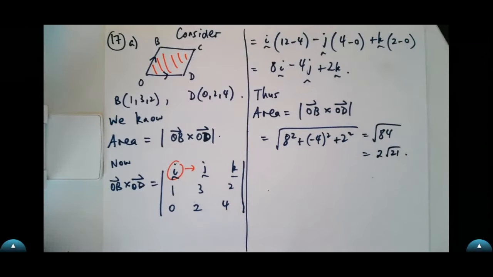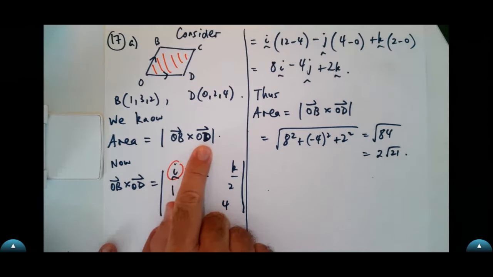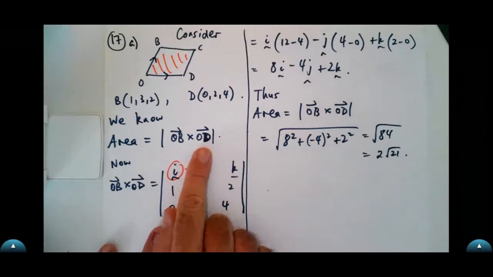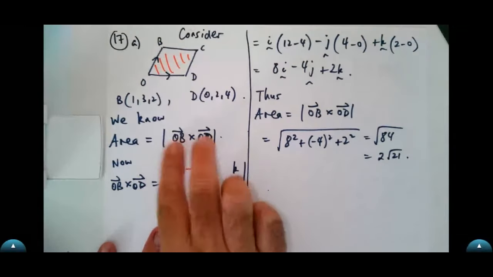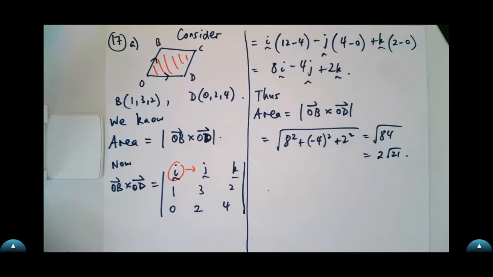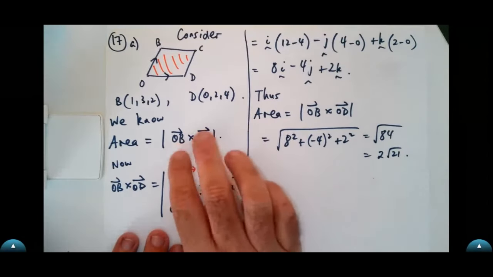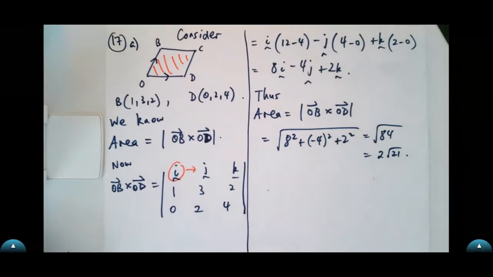Okay, so not a difficult question, but here are a couple of ideas for you to think about. Here I've got OB cross OD. Does it matter if I do OD cross OB? Does it matter if I switch them around for the area? I'll get to your question in a second, Adam. So does it matter if I switch these around for the area? Okay. Does anybody know why it's not?